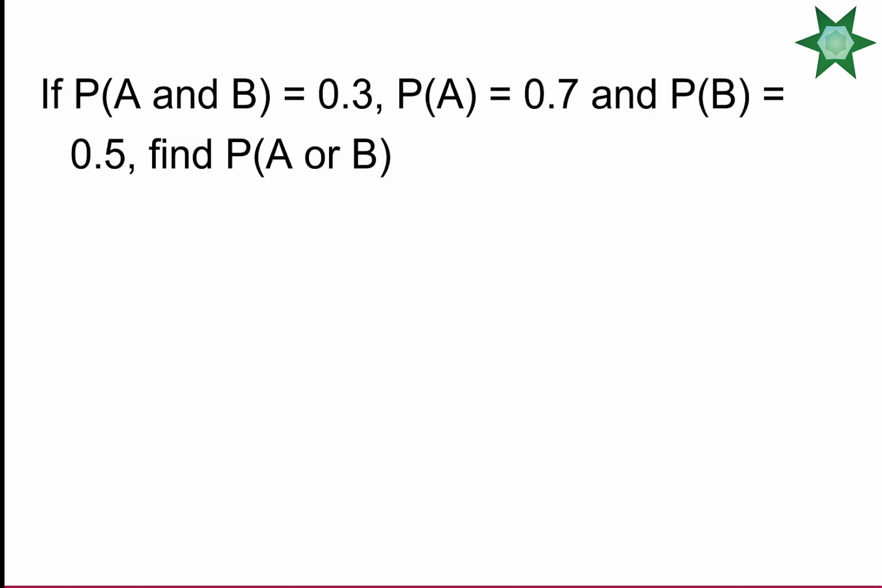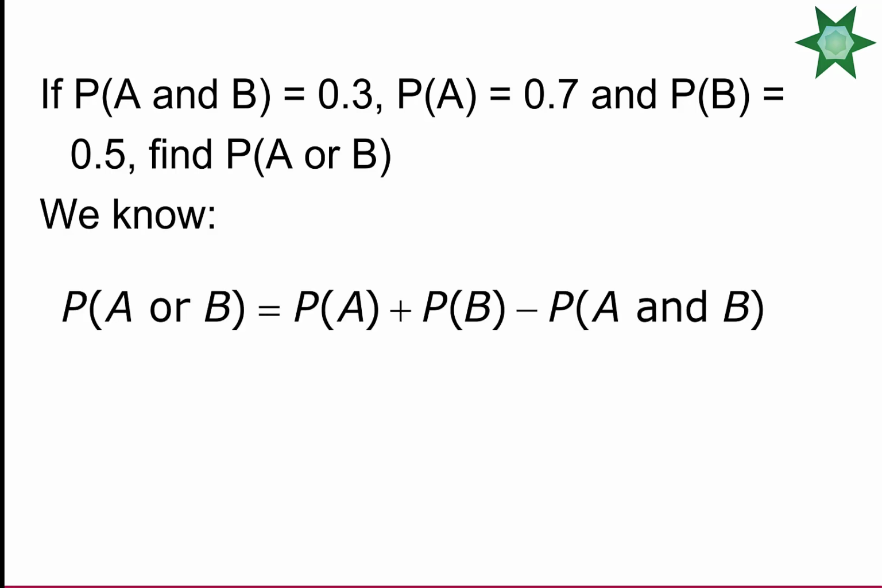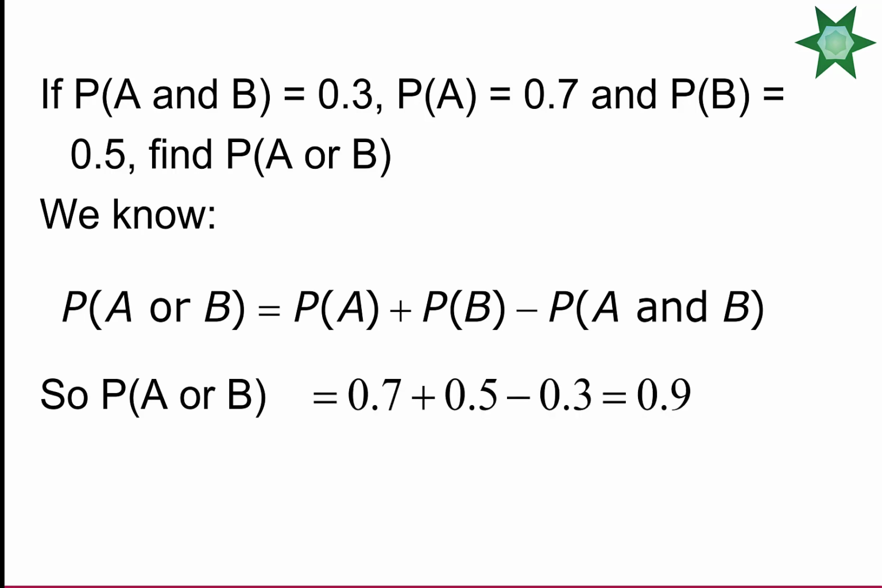If the probability of A and B equals 0.3, probability of A equals 0.7, and the probability of B equals 0.5, find the probability of A or B. So we know the formula, and we can go ahead and put in the values that we do know. So we know probability of A, probability of B, and probability of A and B, and we go ahead and simplify, and we come up with a probability of A or B equal to 0.9.